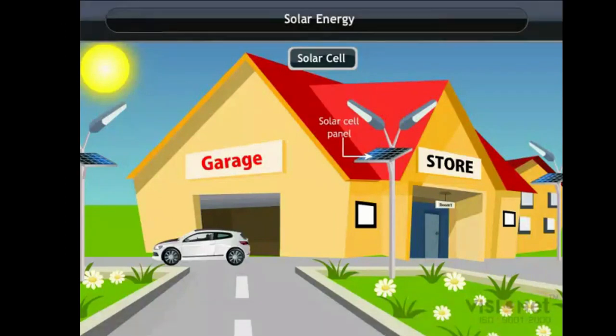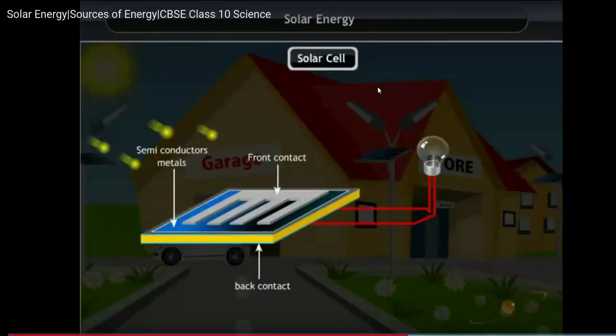So how does that work? There are semiconductor metals. I'm not going to go into the in-depth working of a solar cell because that is very high scale. You need to know a lot more things before I can go into that. But for the time being, what you have to remember is that there are semiconductor metals.